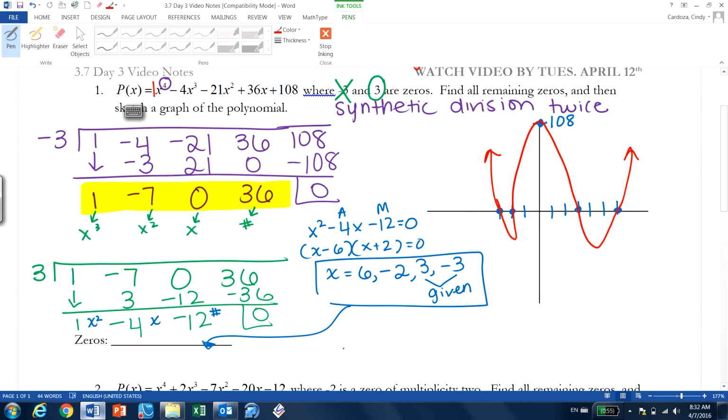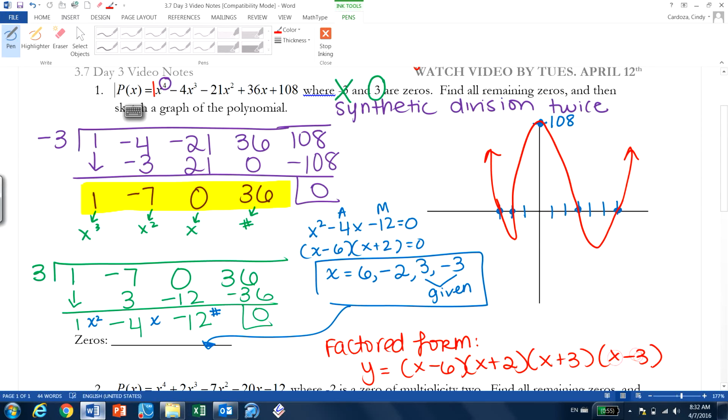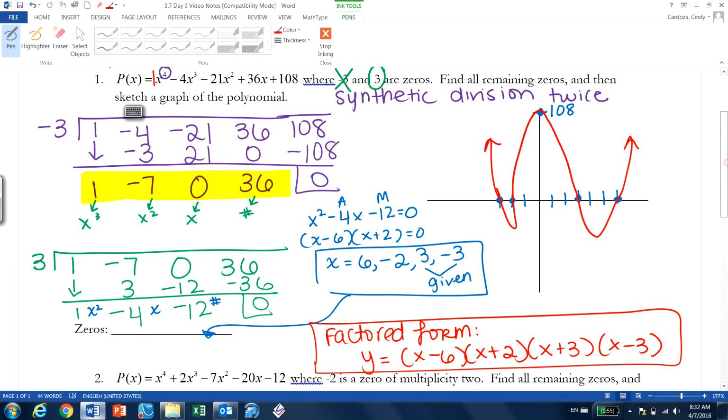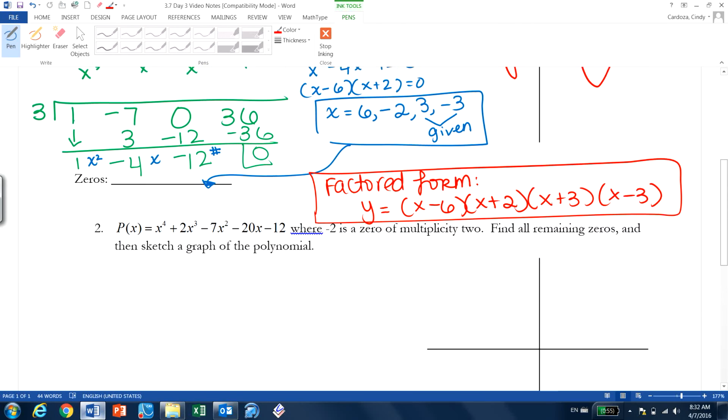So in factored form, the way I would write this polynomial is x minus 6, x plus 2, that's what I got here and here once I did the synthetic division, then x plus 3 and x minus 3 from when I was given my zeros, okay? So that's the first one. Then we only have one more to talk about.